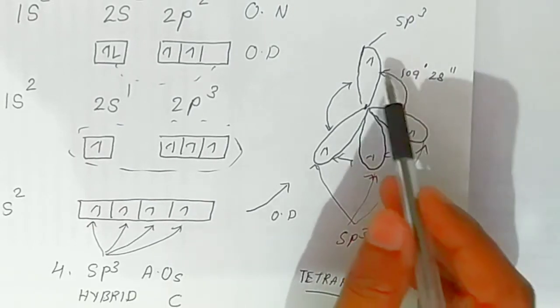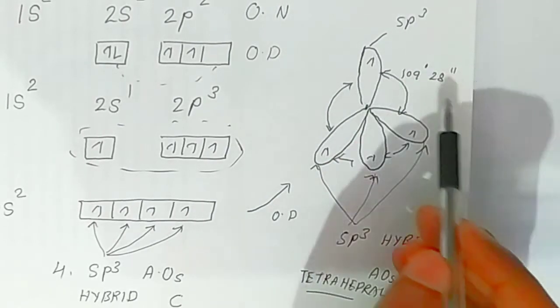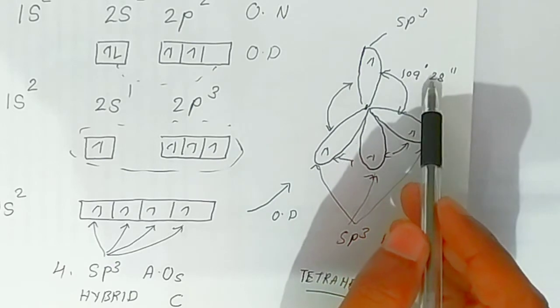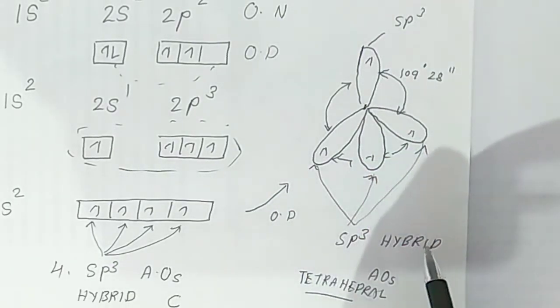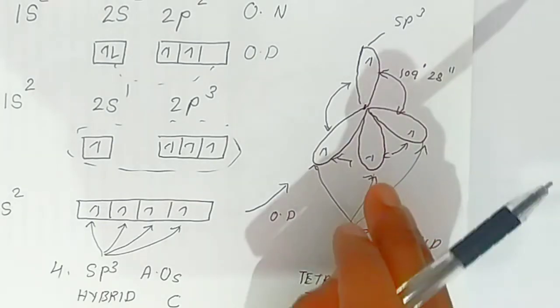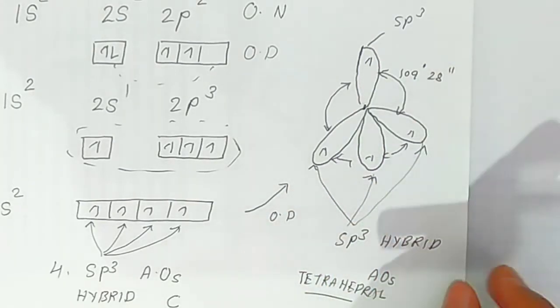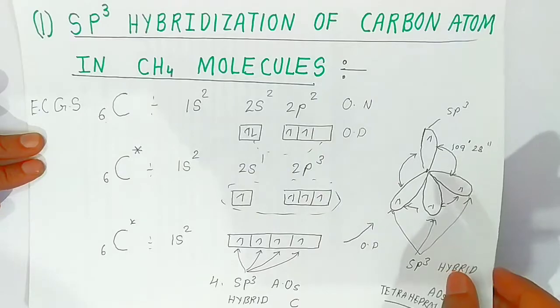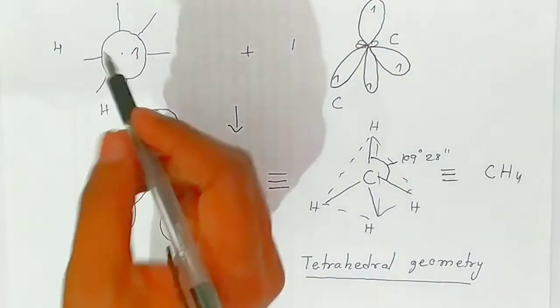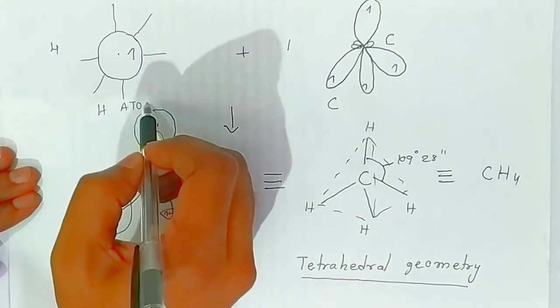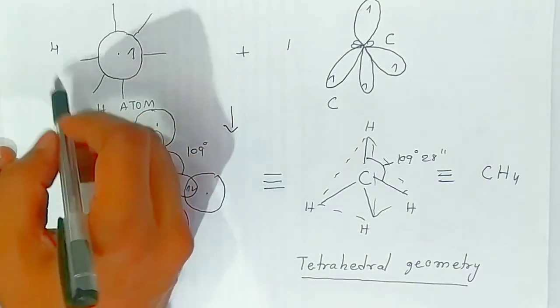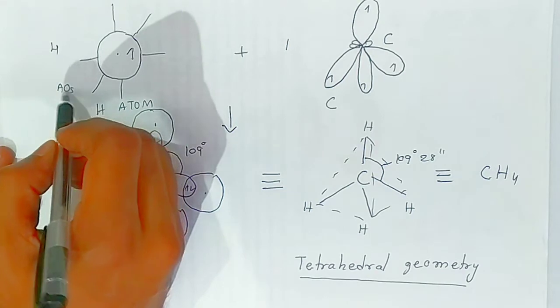Okay students, the bond angle will be 109 degrees and 28 minutes. These are all 4 sp3 hybrid atomic orbitals. They will arrange like this in a tetrahedral manner. Now what happens when they form the methane molecule? 4 hydrogen atoms. These are the atomic orbitals of hydrogen.